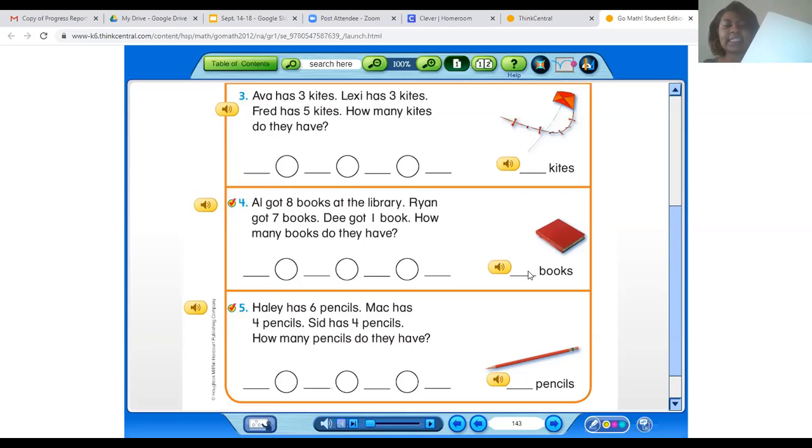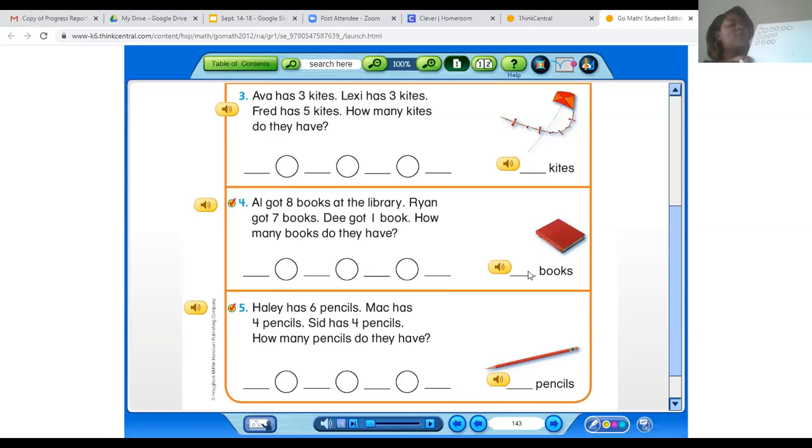Haley has 6 pencils. Mac has 4 pencils. Sid has 4 pencils. How many pencils do they have? So we're trying to figure out the total number of pencils, okay? So Haley has 6. 1, 2, 3, 4, 5, 6. Mac has 4. 1, 2, 3, 4. And Sid has 4. 1, 2, 3, 4.